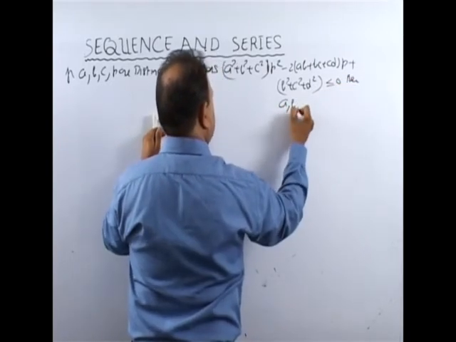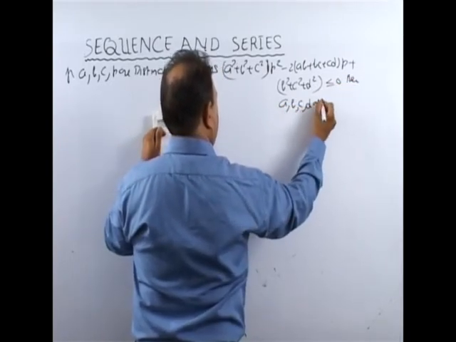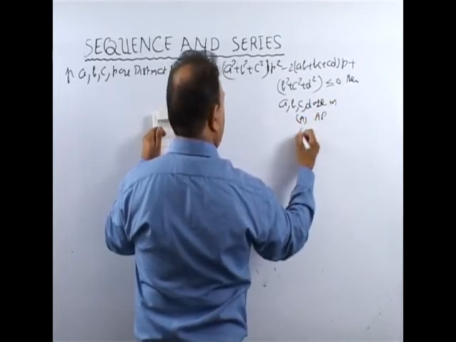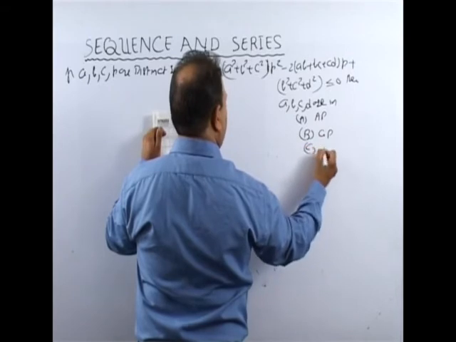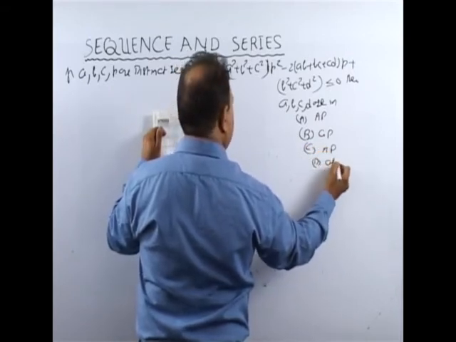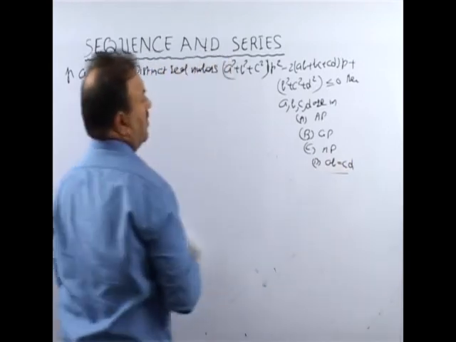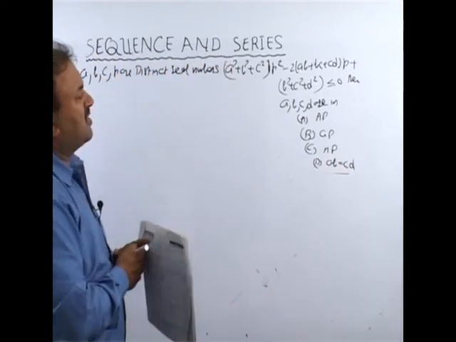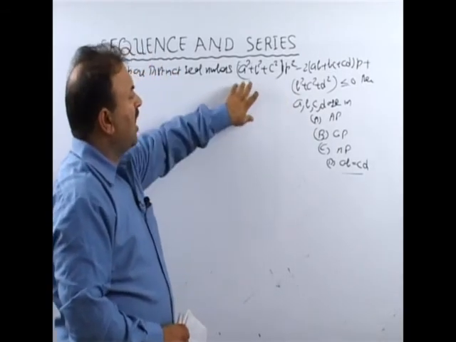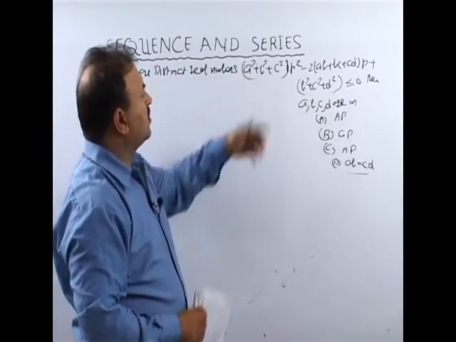Then A, B, C, D are in... A option was AP, B GP, C option HP, and the D part: AB is equal to CD, satisfying this one. We have done this in class in the quadratic equation topic also, but GP keeps being used over here.